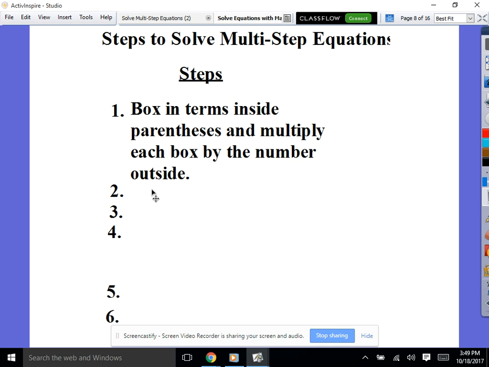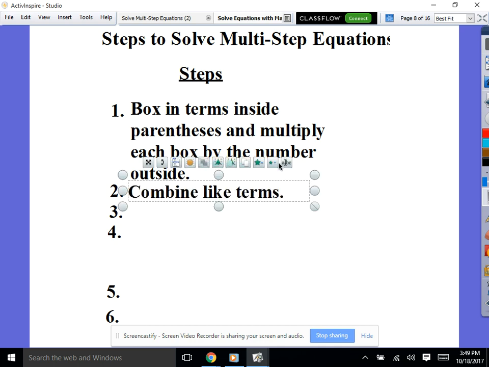Step 2, we combine like terms. Now remember, you look at the left side for like terms, then you look at the right side for like terms. Like terms do not cross the equals sign.